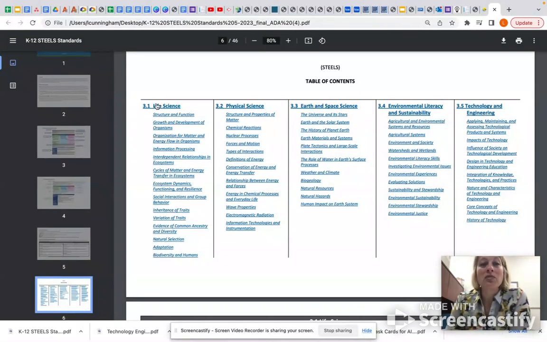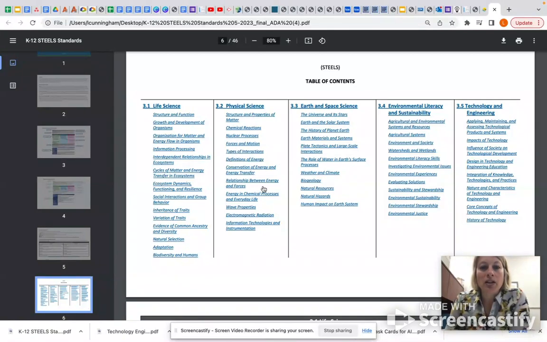And then within those disciplines, all the standards are broken into strands. So I'm not going to read them all, but you can see that, under the life science discipline, there's the strand of structure and function, the strand of growth and development of organisms. Then in earth and space science discipline, we have the strand of earth materials and systems, the strand of weather and climate, and so on and so forth. So this is how our standards are organized.